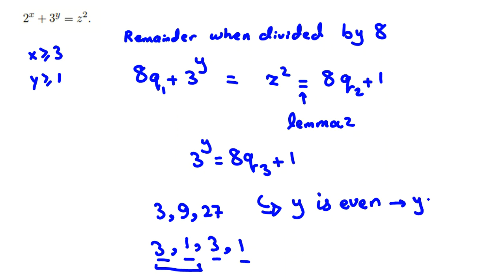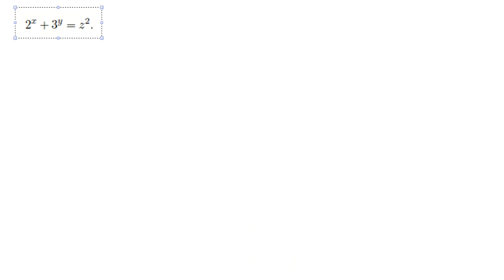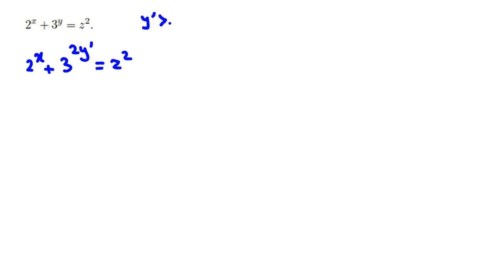So the first thing we've reached: for example, we consider y is 2y prime. Now let's see what we can say about x. We are considering the cases, analyzing the problem. So y is 2y prime, so we have 2^x plus 3^(2y prime) equal to z squared. And y prime is at least 1, because we've checked the case y equals 0 previously.